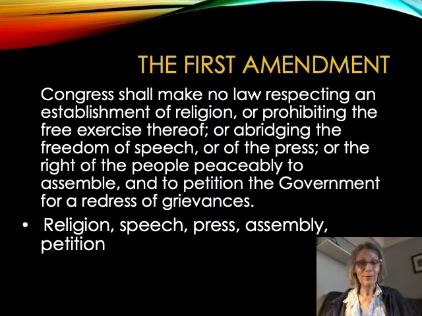Okay, so let's start with the First Amendment. And as we know, there are five liberties that are outlined in the First Amendment. And so let's just take a look at it and read it.